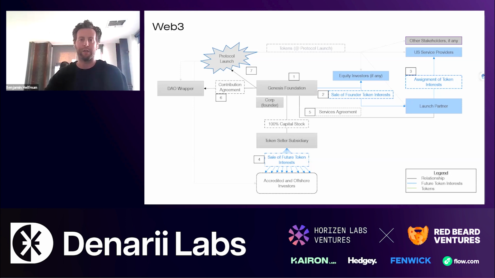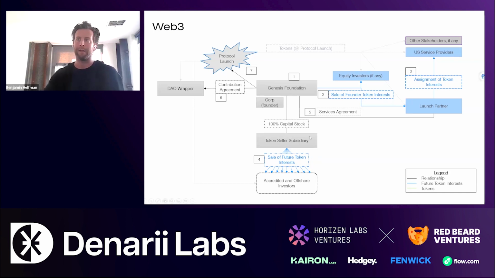This Genesis Foundation in the middle is a lot of times we use a Panama Foundation here, but there are other jurisdictions that work. And the idea is that this is the entity that is responsible for deploying the smart contract to launch the tokens and deploying the protocol. And that's really all that it does. It's a special purpose vehicle. And then this token seller subsidiary sitting below it, typically that will be housed in a BVI, but we use other jurisdictions there as well.